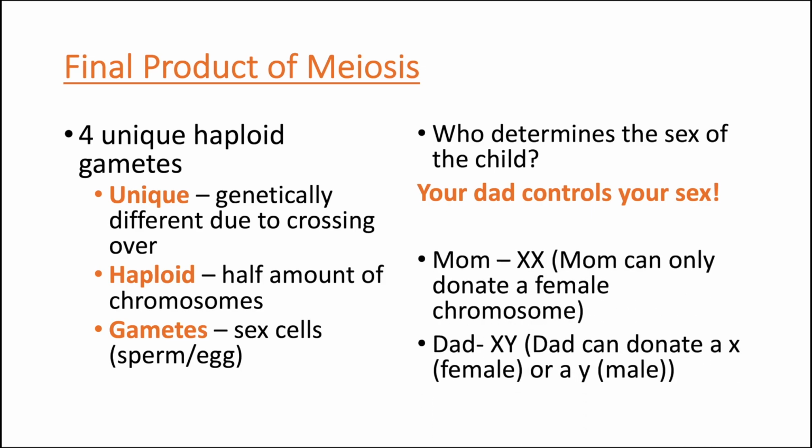Why is that the case? Because mom only has one type of chromosome. That is an X. She can only donate an X chromosome. Remember, you give off half. Mom can give off one of these X's. But dad can give off an X, or dad can give off a Y. If the Y chromosome being carried by the sperm reaches the egg and it fertilizes the egg, the gender would be a male. But if dad's X gets to mom's egg and fertilizes the egg, then the child would be a daughter.